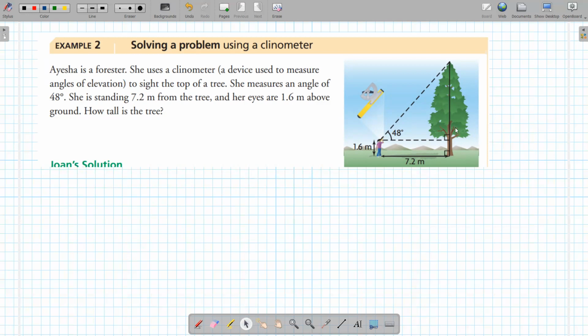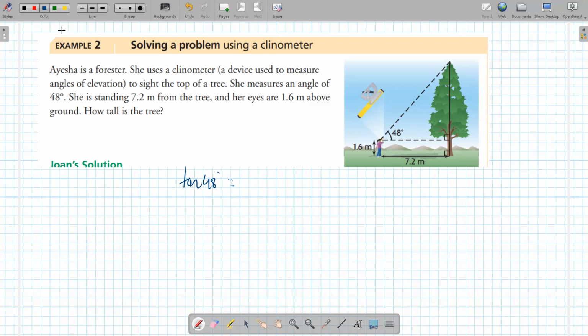So we're trying to find the height of the tree. We're trying to find the opposite relative to the 48, right? What's our approach? Do you use sine, cosine, or tan? Yeah, you're gonna use tan. So it'll be tan 48. Tan 48 equals the opposite.